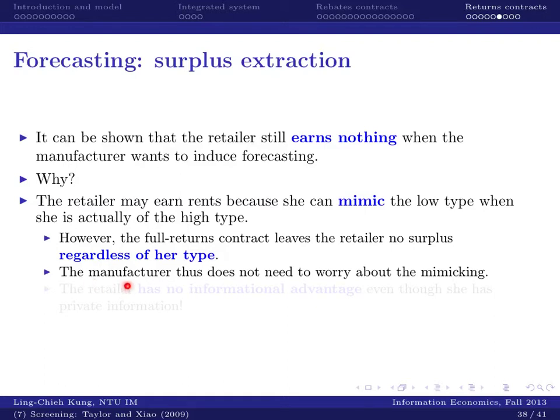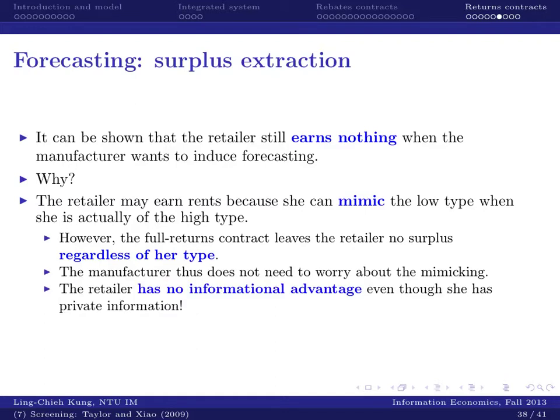That's why the manufacturer is not at any informational disadvantage. So the retailer has no informational advantage because lying does not give her any benefit. So this happens even though she has private information. Okay? So this is again something new to us.